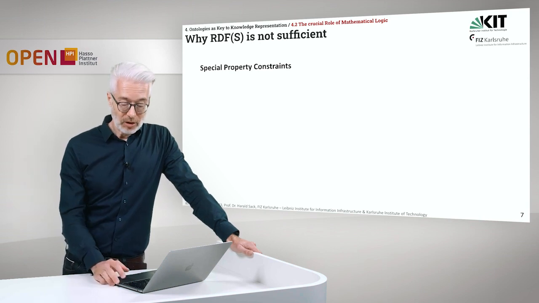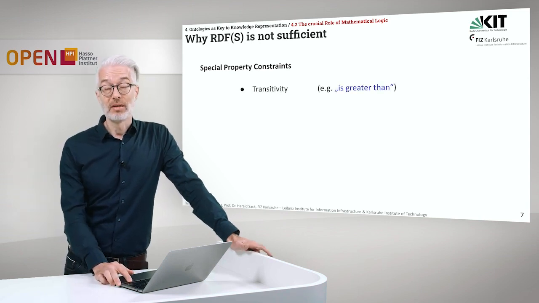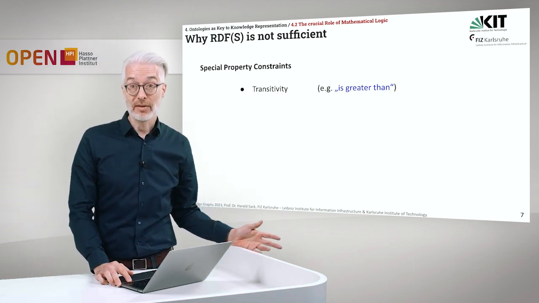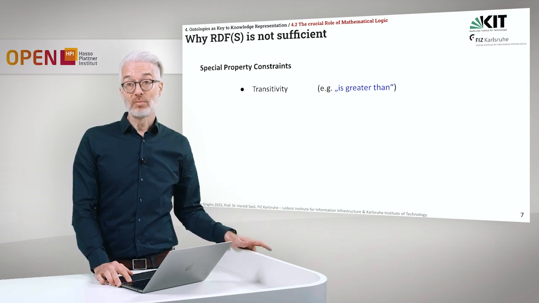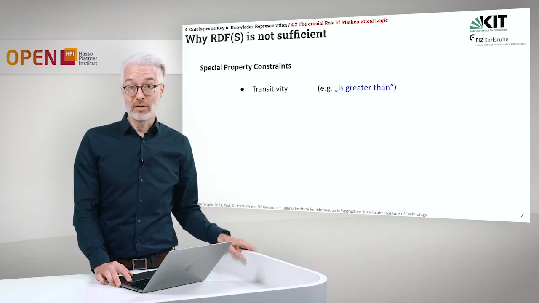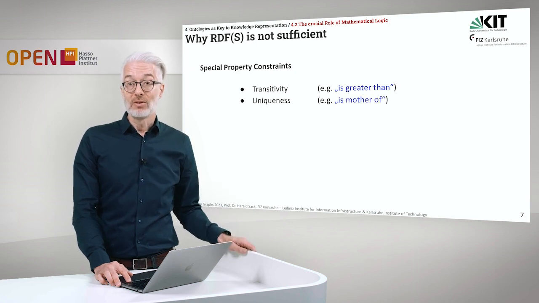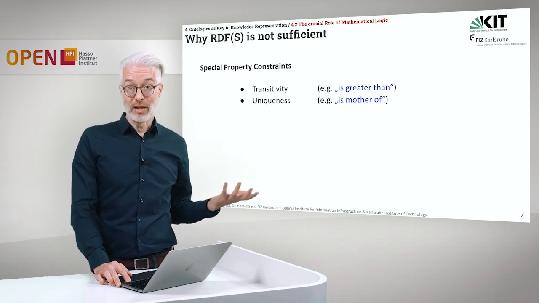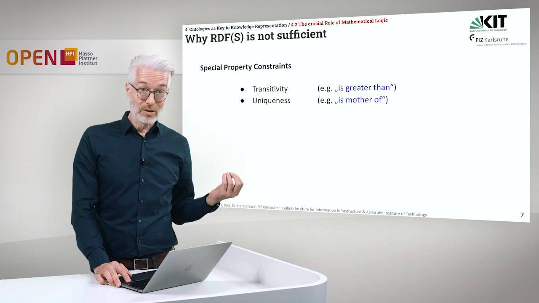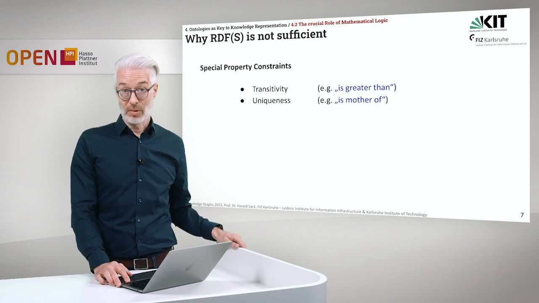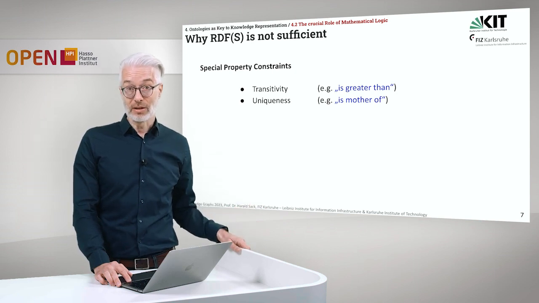And there are, of course, other special property constraints which are rather important. For example, transitivity, like in the case if you have a property that expresses is greater than. If A is greater than B and B is greater than C, it automatically follows that also A is greater than C. So transitivity we can't express. The other thing is uniqueness. Is mother of, usually you only have one mother, of course, and this is unique, so functional in that sense. And this, of course, we also cannot constrain here. So in RDFS, we could define that you have several mothers, and of course, that wouldn't be any inconsistency.